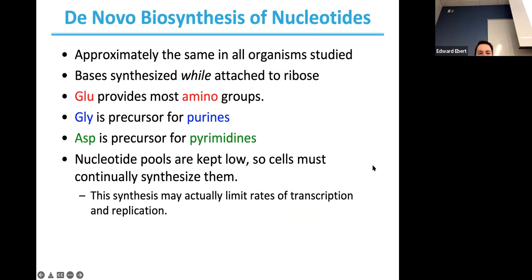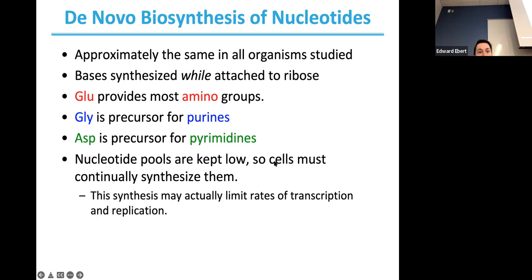All right. So one of the good things about this, pretty much the biosynthesis of nucleotides is really similar, if not identical, across all organisms. So they all do it the same way. The bases are synthesized while they're attached to ribose. So we have our ribose in there, and then we build our base on there. Glutamate provides most of the amino groups. Glycine is the precursor for purines, and aspartate is the precursor for pyrimidines.